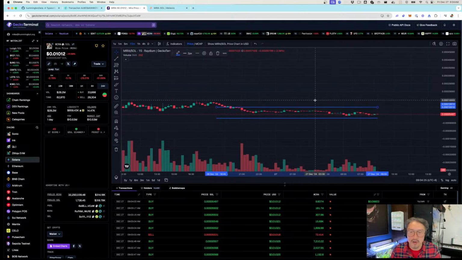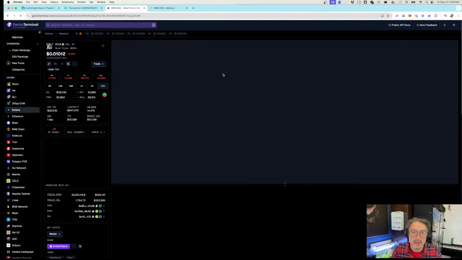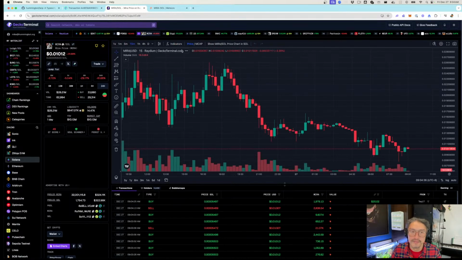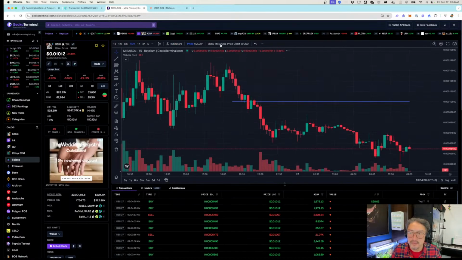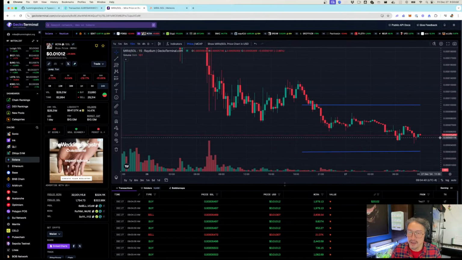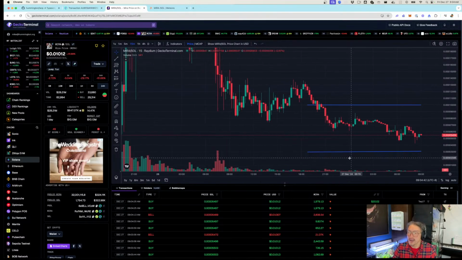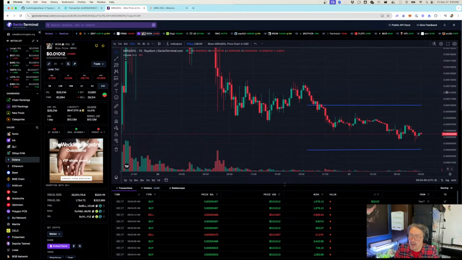I like creating a Gecko terminal because now that I've drawn these lines, I think even when I refresh, it'll show them. Let me check. Yep, it has my lines here, so it helps me track the position I created, and I can track it over time to see how it behaved relative to the chart.